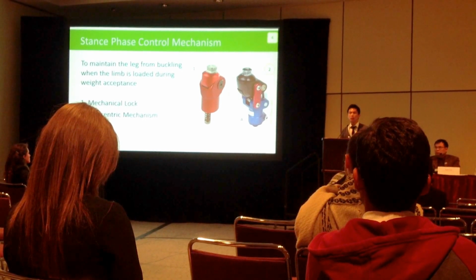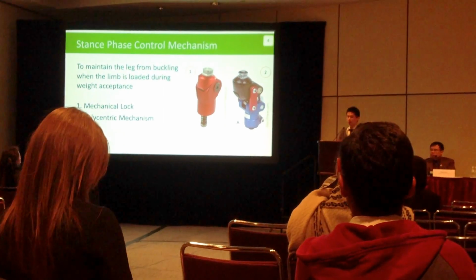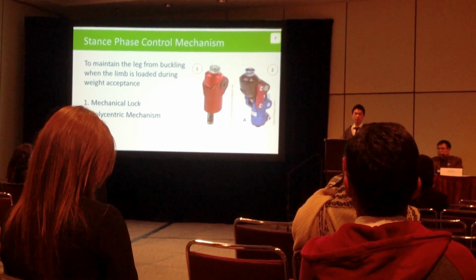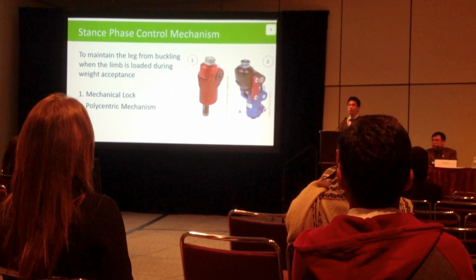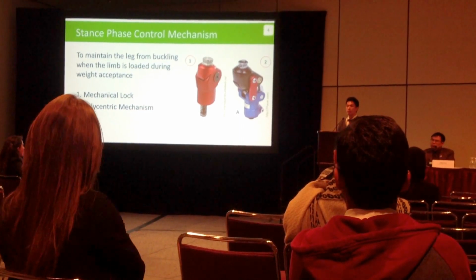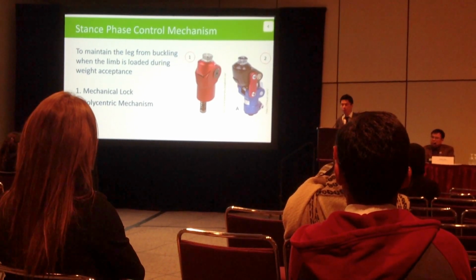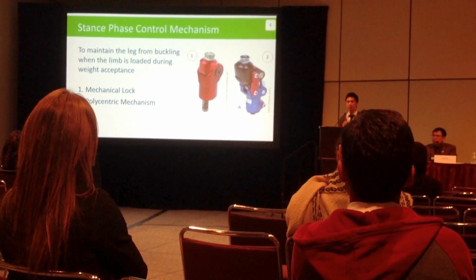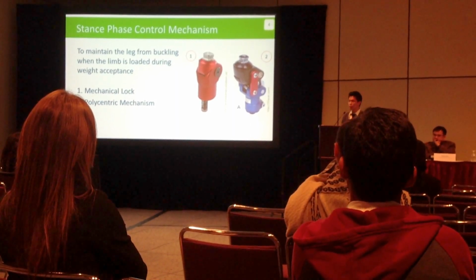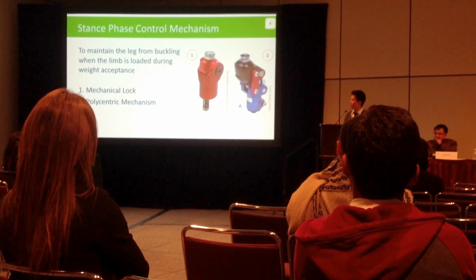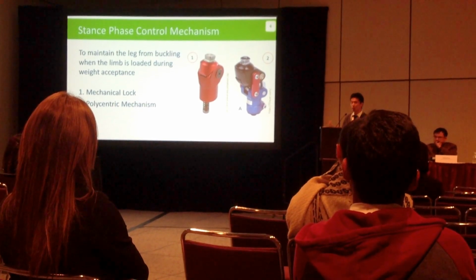A prosthetic knee joint offers two different functions, which are stance phase control and swing phase control. Stance phase control is to keep the leg from buckling when the limb is loaded during weight acceptance. It's extremely important to have great stance phase stability, because when your knee and your planted foot are loaded and your other leg swings forward, it's important that the knee remain extended to prevent a fall. The most common way of doing that is by a mechanical lock or a polycentric mechanism.